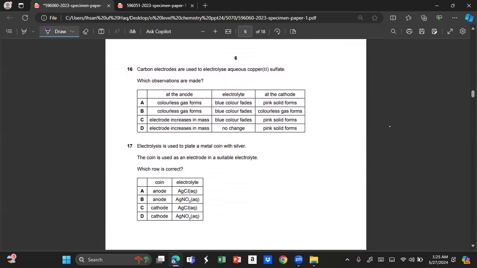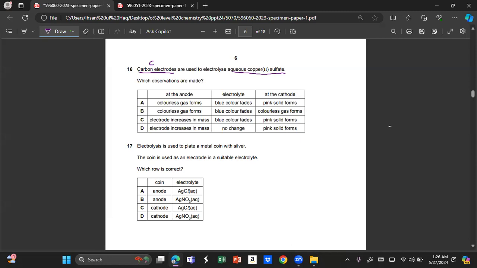Carbon electrodes are used to electrolyze aqueous copper sulfate. Which observations are made? The information we need to note is what type of electrodes are used: carbon electrodes. And the electrolyte is copper sulfate. Here, students are mostly confused with the refining of copper. That is very easy. Keep in mind, if it says copper electrodes are used, that means it is refining of copper. Here it is carbon electrodes using aqueous copper sulfate, simple electrolysis of aqueous copper sulfate.